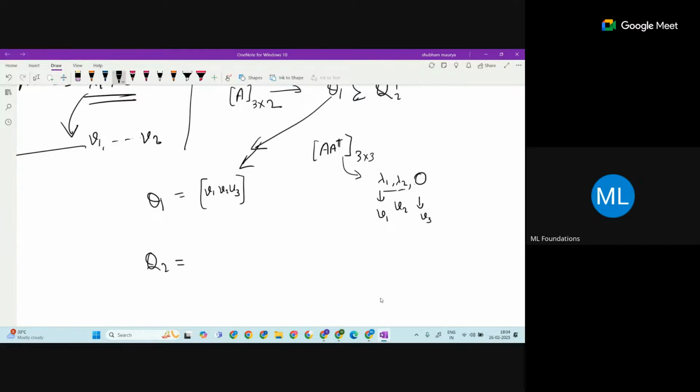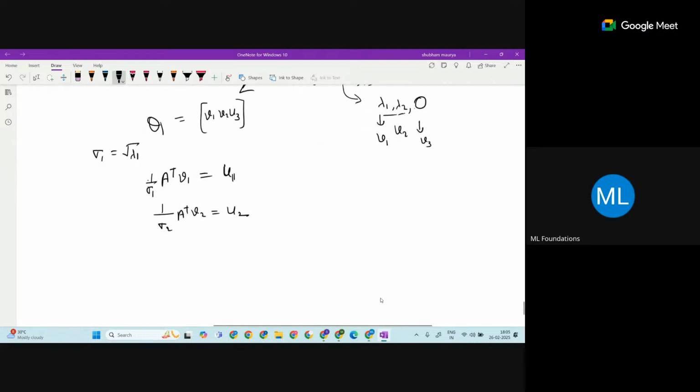The next step is I have to find Q2. What are the steps to find Q2? We do A transpose v1 and 1 upon sigma 1, and you will get some u, let's say u1. Sigma 1 is nothing but the root of lambda 1. Now I got u1. For sigma 2, A transpose v2, I will get u2.